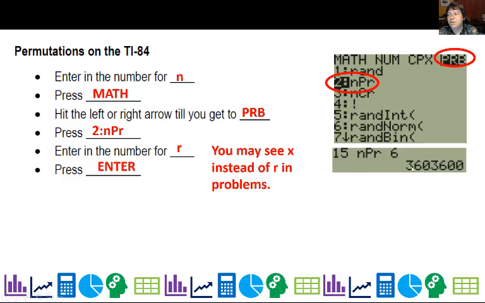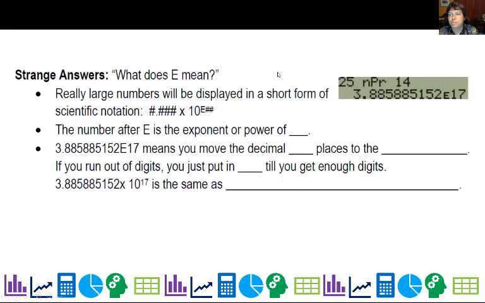Now, again, you notice these are really large numbers. So sometimes we'll get something in exponential notation. So what does the E mean? So here I did 25 permute 14, and I got 3.885885152 E 17. Well, there are not only 3 ways to arrange 14 things out of 25. Remember, the numbers get big. So this shows us the numbers getting really big.